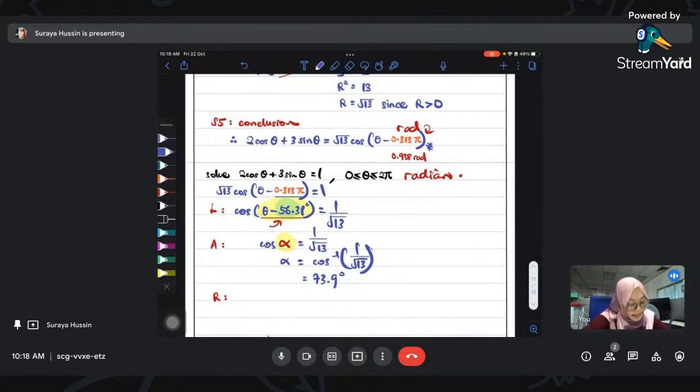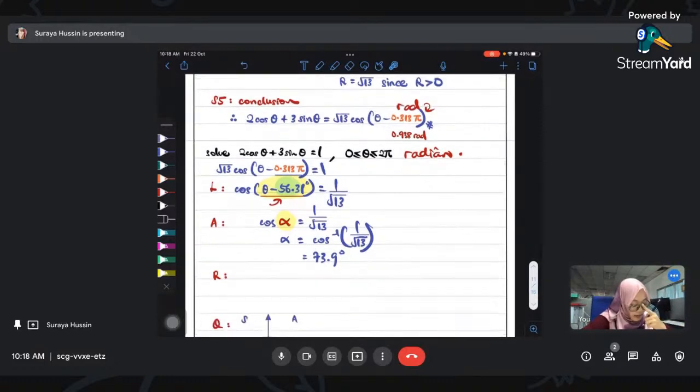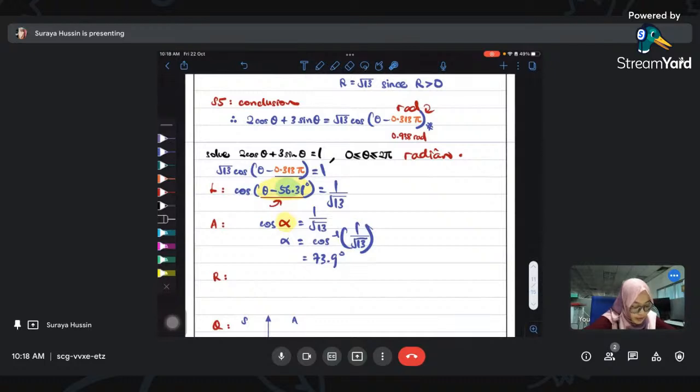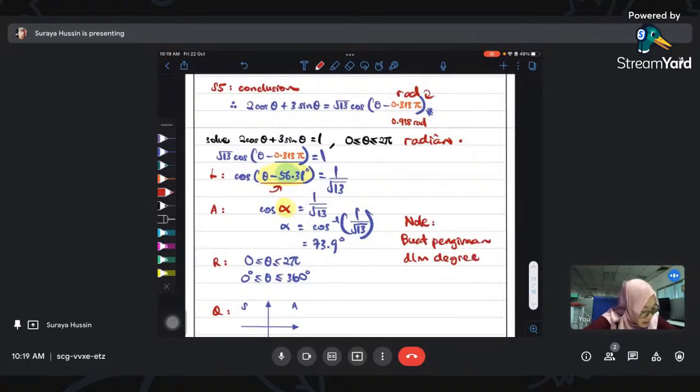As I said, even if the question wants radian, we can do the calculation in degree. There is no problem doing the calculation in degree. It doesn't matter. Now R, what is our R? Radian. The range is theta in between 0 and 2 pi, but we don't want to put 2 pi. We want to put theta in between 0 and 360 degree. We do the calculation in degree first. Write a note there: doing the calculation in degree is no problem.